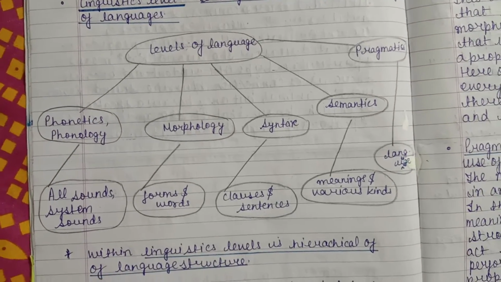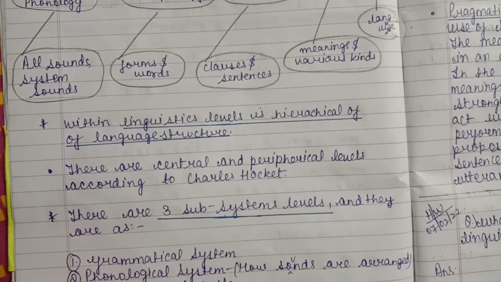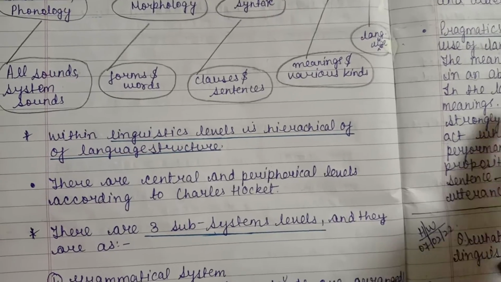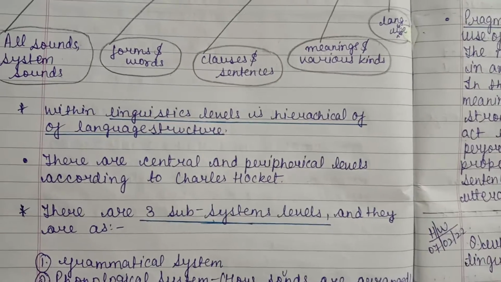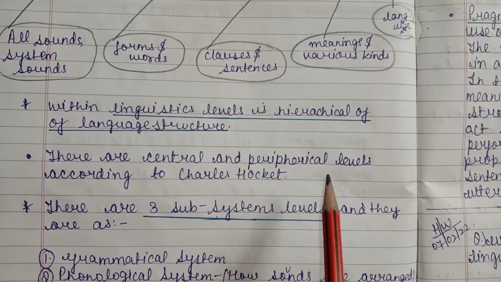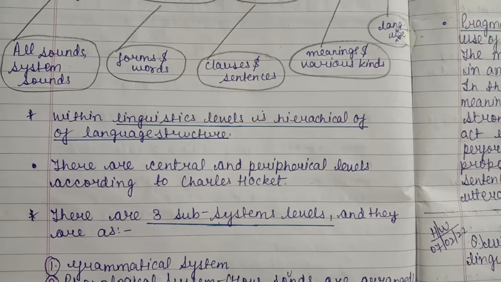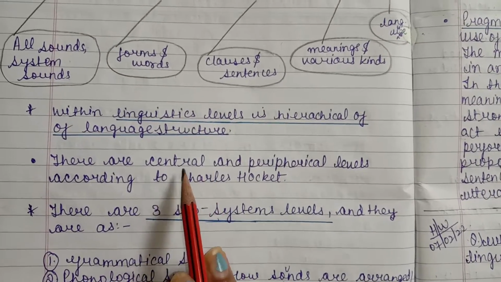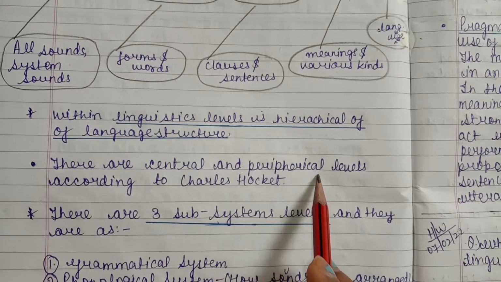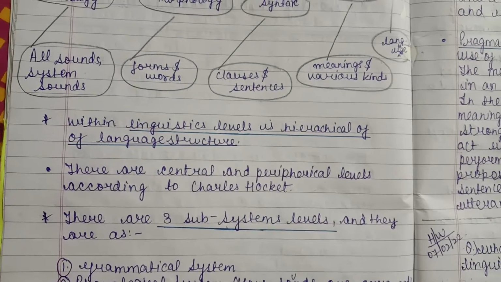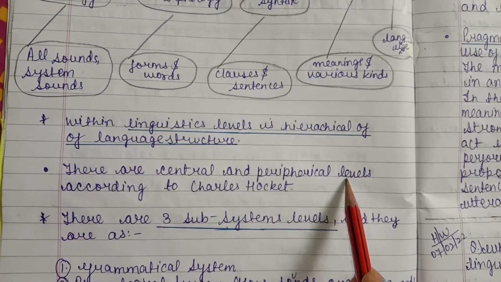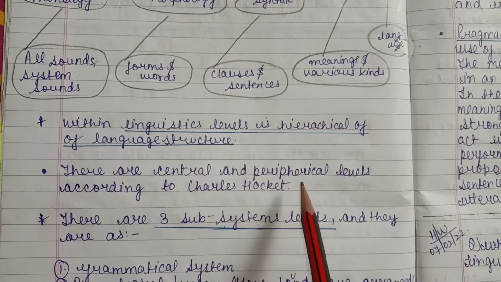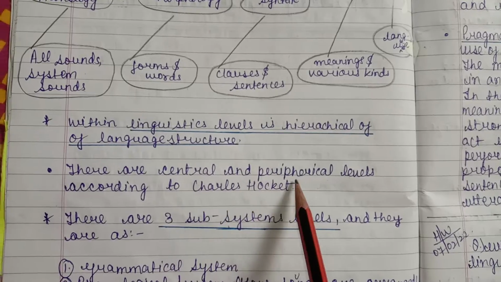Now students, we are going to understand some more important things, like the hierarchy of language structure within the linguistic level. There are central and peripheral levels according to Charles Hockett. There are two types of levels according to Charles Hockett. The first one is the central level and the other one is the peripheral level. So please make a note that there are two types of levels in the Charles Hockett structure, which are the central and peripheral levels.